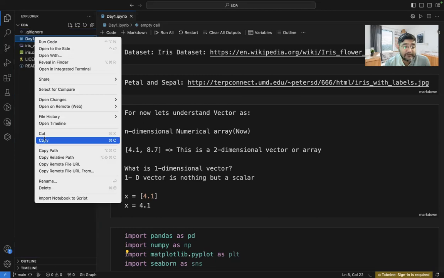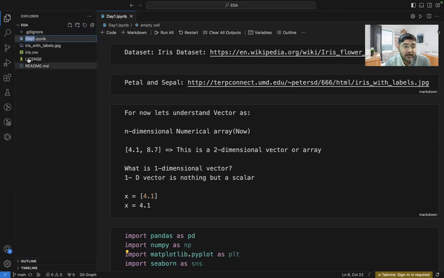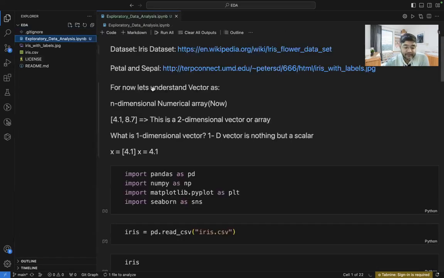So I'm just renaming it and let's put exploratory_data_analysis. This is the name of my file. Exploratory data analysis. Fine. So I've changed the name.